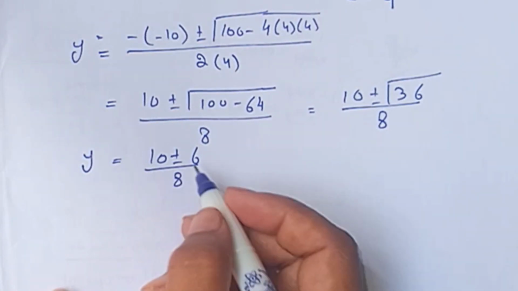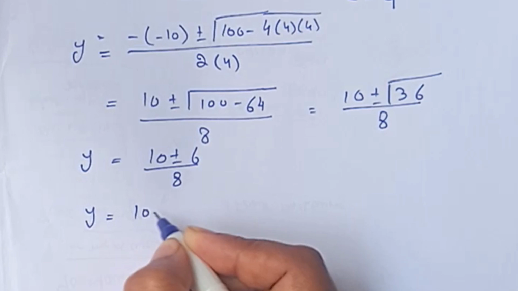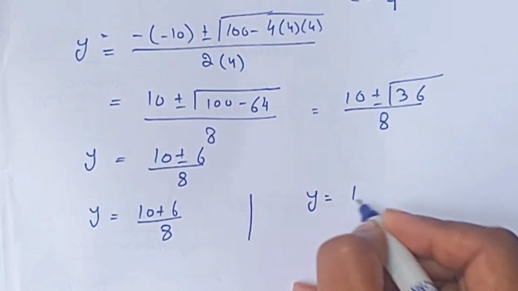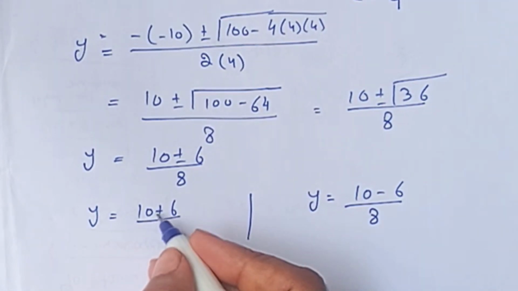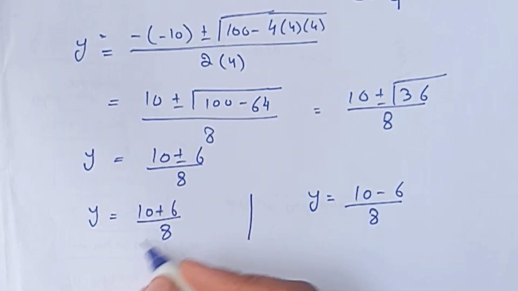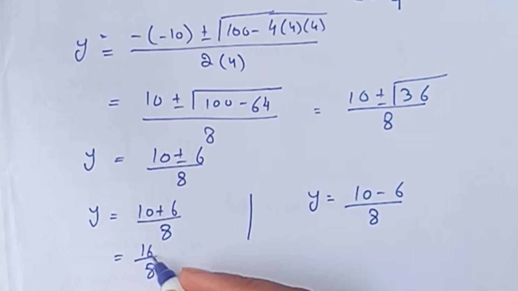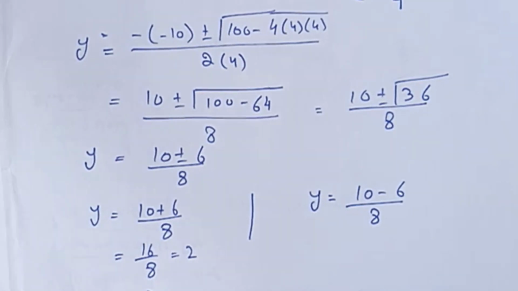Now we separate these values. So y is equal to (10 plus 6) over 8, and y is equal to (10 minus 6) over 8. Now 10 plus 6 is 16, so 16 over 8. Divide 16 by 8, we get 2. So y is equal to 2.